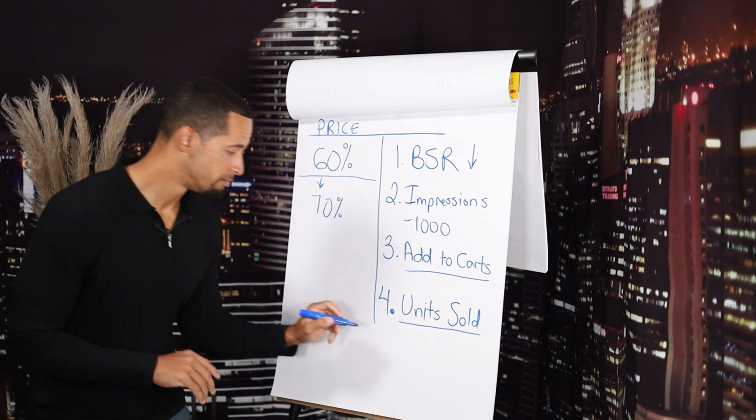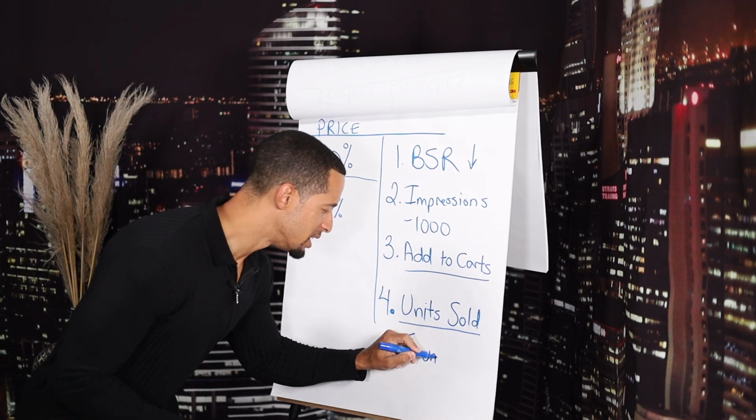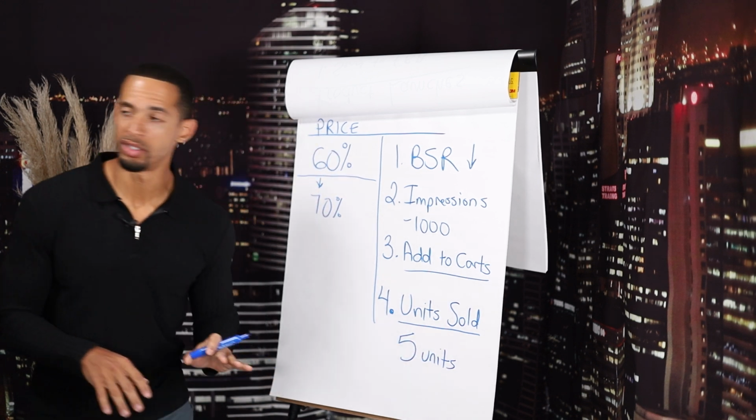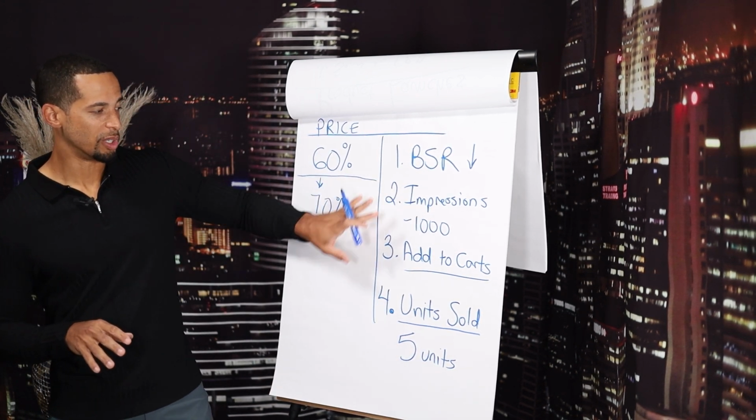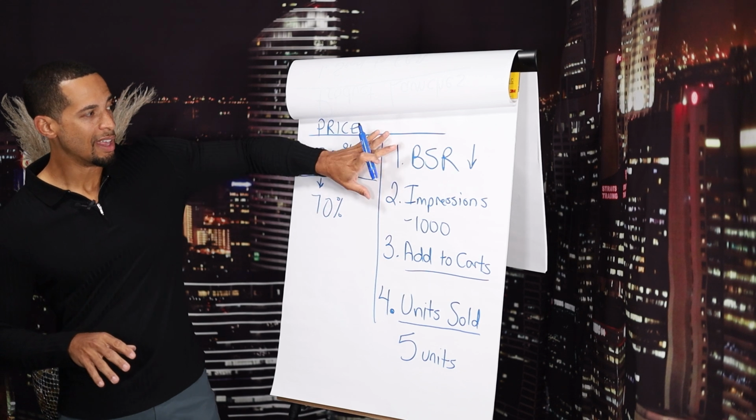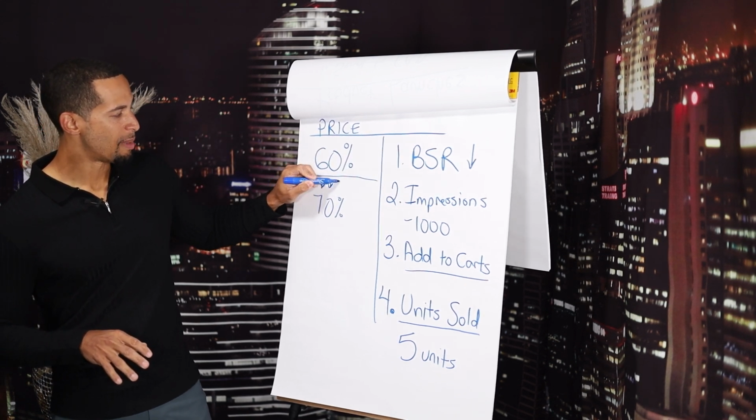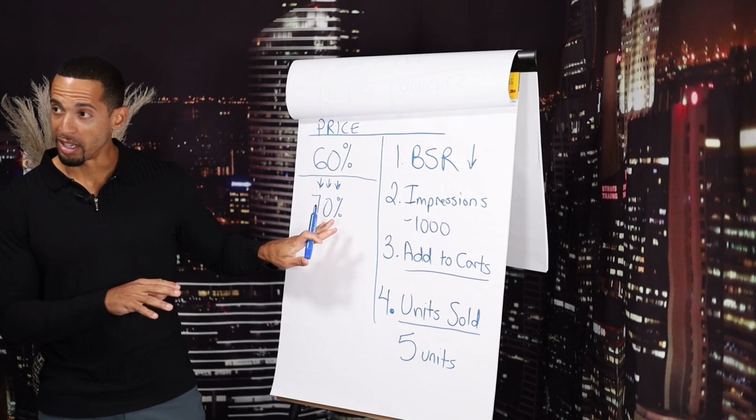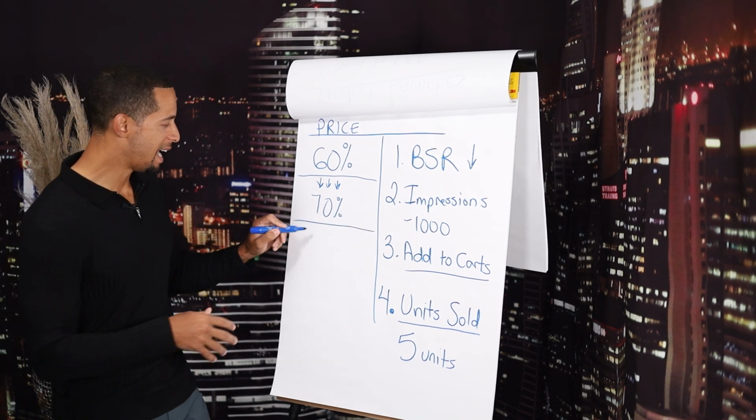So to start, to go from 60 to 70%, I want to see you sell 5 units. The moment we've sold 5 units, I'm seeing 1,000 impressions, we're getting good add to carts, and the BSR is moving down, I'm going to take that price, and it might take 2 weeks, it might take 3 weeks, I'm going to go to 70% of what I actually want to charge on Amazon. The next target is going to be 80%.